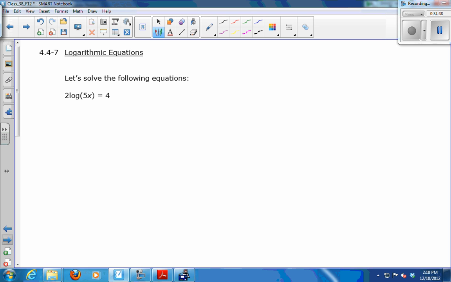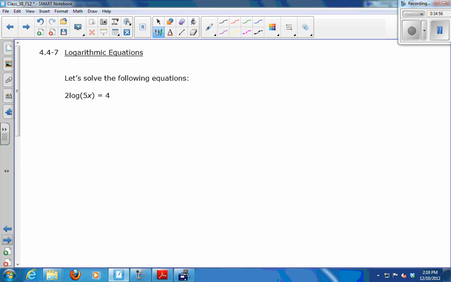Okay, so moving on to solving equations that have logs in them. Solving equations that have a variable in the exponent, you use logs. To solve a log equation, change it to an exponential equation.